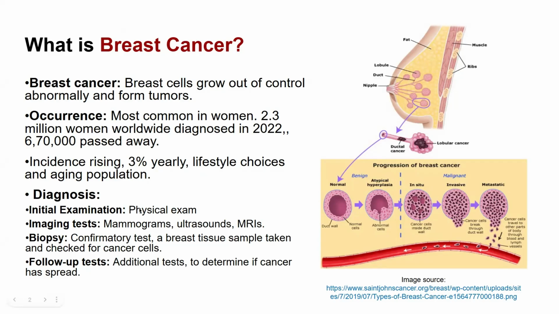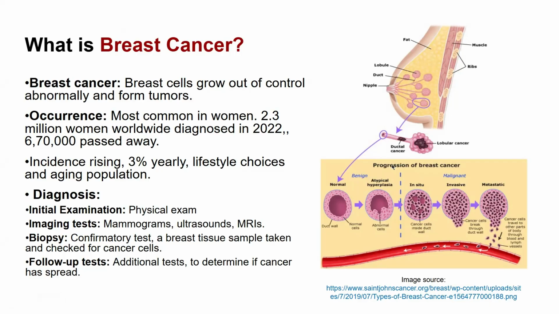So, how do doctors diagnose breast cancer? First, they run a physical examination to detect lumps, then imaging tests like mammograms, ultrasounds, or MRIs, and finally, the most confirmatory test is a biopsy, where a piece of tissue is studied under a microscope and checked for cancer cells. Then certain follow-up tests are also run to determine if the cancer has spread.